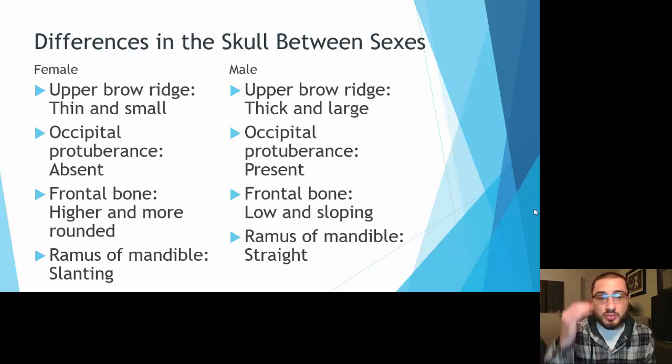So we look at the upper brow ridge. Now, the upper brow ridge in females is going to be thin and small. In males, we're going to see that it is thick and large. The occipital protuberance, if you feel the back of your head, in males, it's going to be present. This bump is going to be present in the back of the head. And in females, it is going to be absent. Now, the frontal bone, we see that in females, it's much higher and more rounded, whereas in males it's going to be low and more sloping. So you have rounded in females and sloping in males. And then the ramus of the mandible, you're going to see that it's straight in males and more slanting in females.